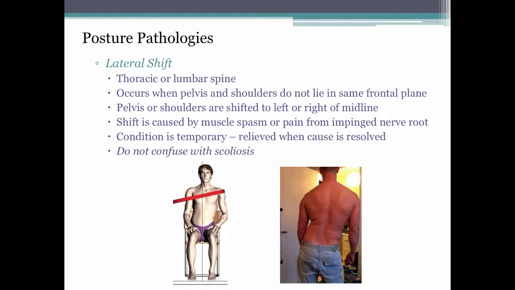So the pelvis and the shoulder are not lying in the same frontal plane, and they're shifted right or left of midline. This is very correctable, and it's usually corrected fairly quickly, especially somebody with a nerve root impingement type of thing.